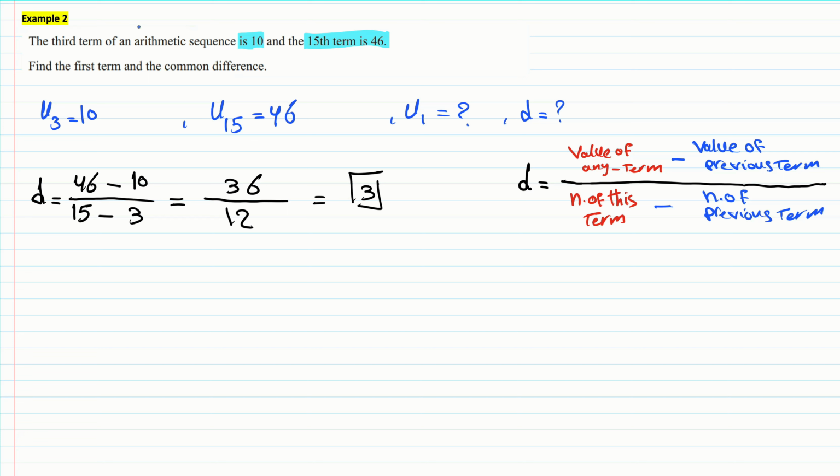Now you have to find u1. u3, as we said before, is u1 plus 2d. u3 equals 10, u1 you want to find, plus d which is 3, so 2 by 3, 6. u1 equals 4.